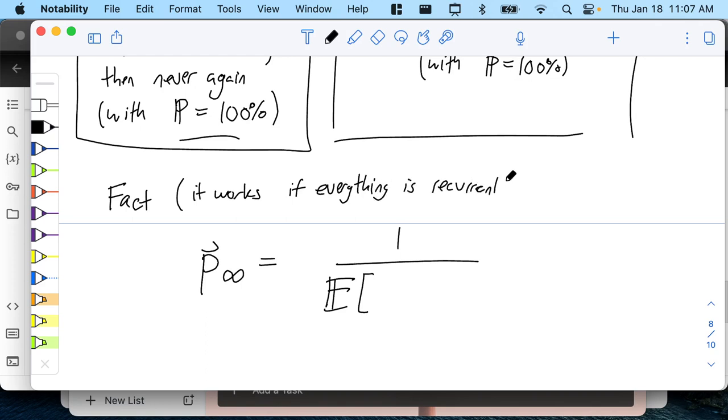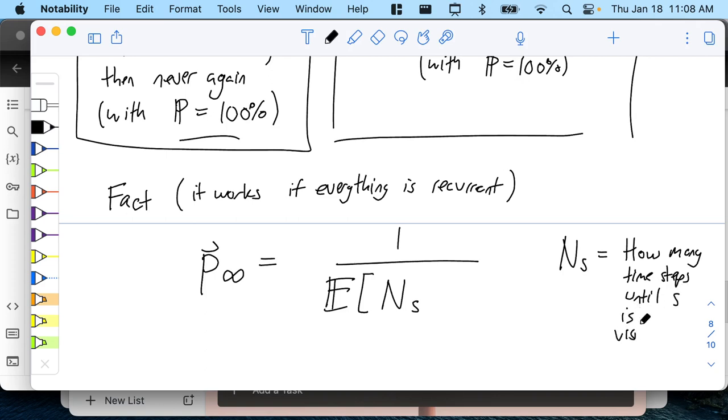Okay, so if all the states are recurrent, then that means every state is visited infinitely many times. And when things are visited infinitely many times, it makes sense to ask, how long until the next visit, right? Because it's going to happen eventually. If it's recurrent, eventually it's going to come back to where we are. And you can ask how long until it's visited. So I'm going to make this random variable N_s, which is how many time steps until s is visited again.